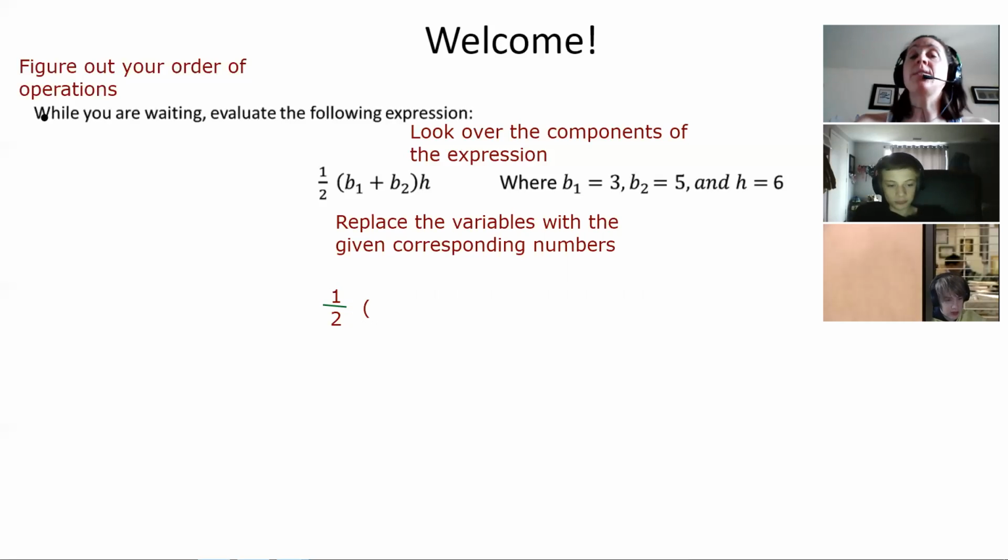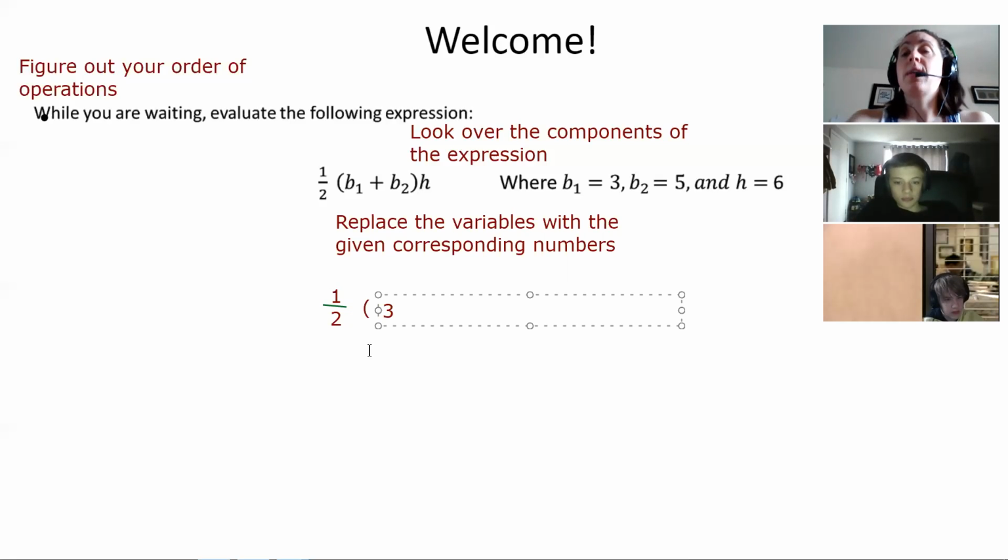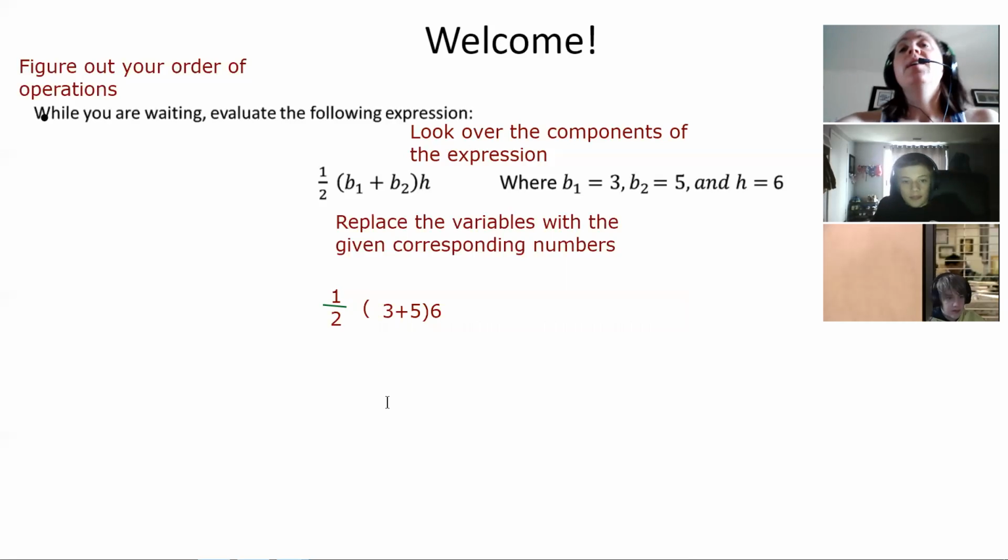3. So instead of B1, I'm going to put a 3. Good. And what about B2? 5. Good. And what did they say H was? 6. Good. Yeah, so what we did is we replaced the variables with the given numbers.